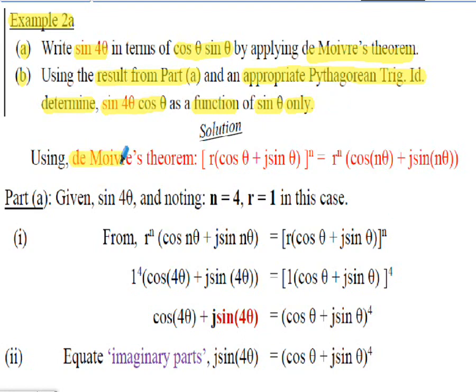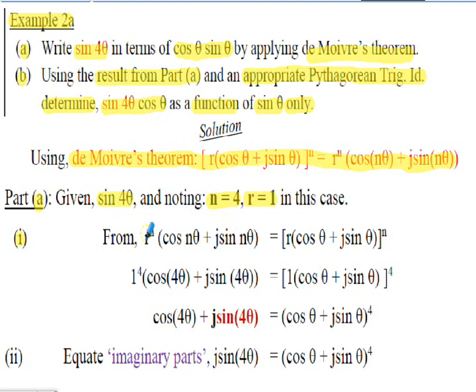So again, we're going to start from de Moivre's theorem as we did in example 1a, stating that here. Part A. So from the question, we've got to prove an identity for sine 4 theta. We need to note that in this case, n is equal to 4 and r will be equal to 1 again, as in example 1a.